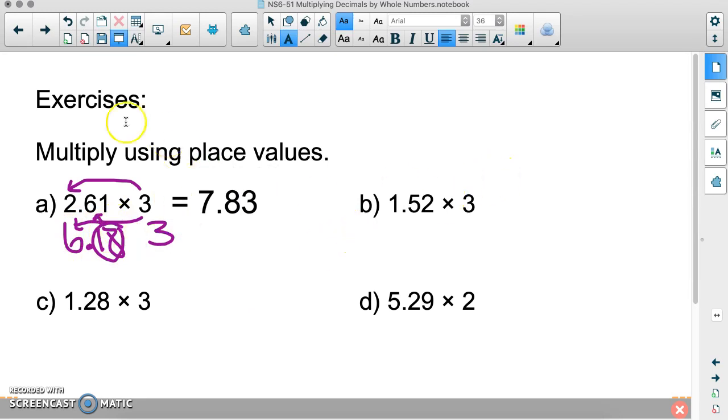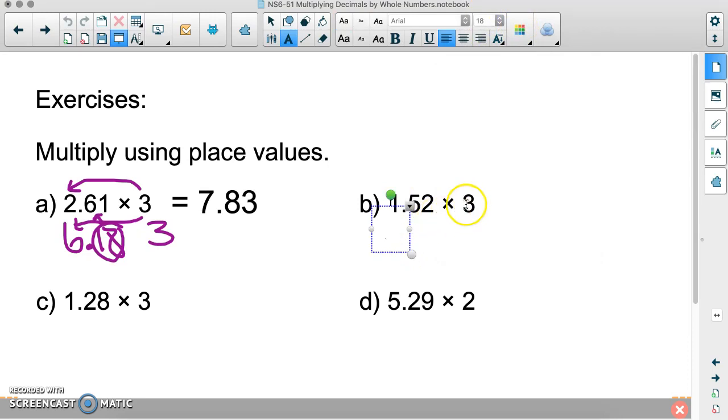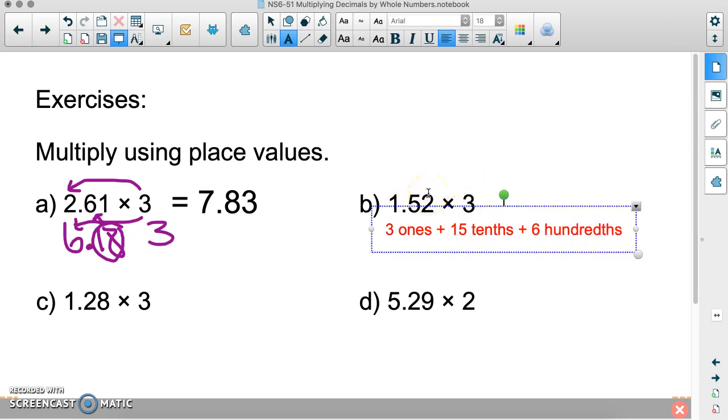Let's do B together as well, because I feel like I didn't draw this out very well for you. So if I'm going to multiply by a place value, I'm going to multiply the 3 times the 1. So I have 3 ones plus 3 times 5 is 15 tenths plus 3 times 2 is 6 hundredths.